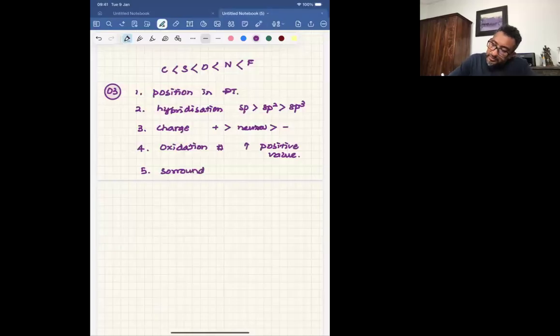Surrounding atoms. If they withdraw electrons, then that particular atom is more electronegative. If they donate electrons, it is less electronegative. That's all.